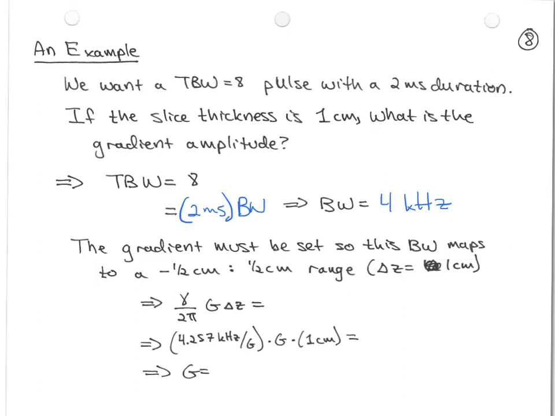Now the gradient has to be set so that this bandwidth of 4 kilohertz maps to a range of spatial locations between minus 1/2 centimeter to plus 1/2 centimeter, right? So a total slice thickness of 1 centimeter. And so that means that delta z, the slice thickness, will be equal to 1 centimeter. Okay, so we can use the following relationship. We can use the gradient strength times the slice thickness times the gyromagnetic ratio, right?